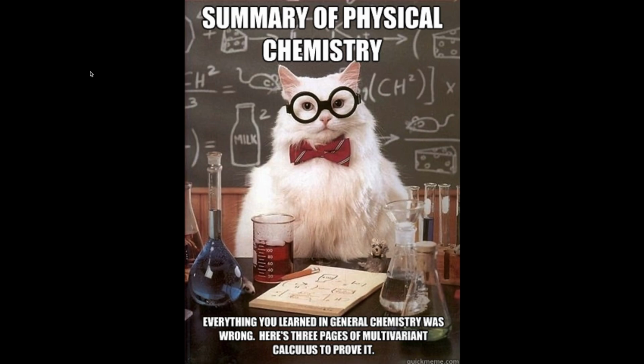Summary of physical chemistry: Everything you learned in general chemistry was wrong. Here's 3 pages of multivariate calculus to prove it. I love this joke because there's actually some truth to this. When you learn general chemistry, a lot of times things aren't completely explained to you, and it's not the teacher's fault, really. It's that, for the rationale behind why some things are the way they are, you actually need 3 pages of multivariate calculus to show that. And that's something you're going to see if you keep following through with some of the physical chemistry videos I have on my channel.